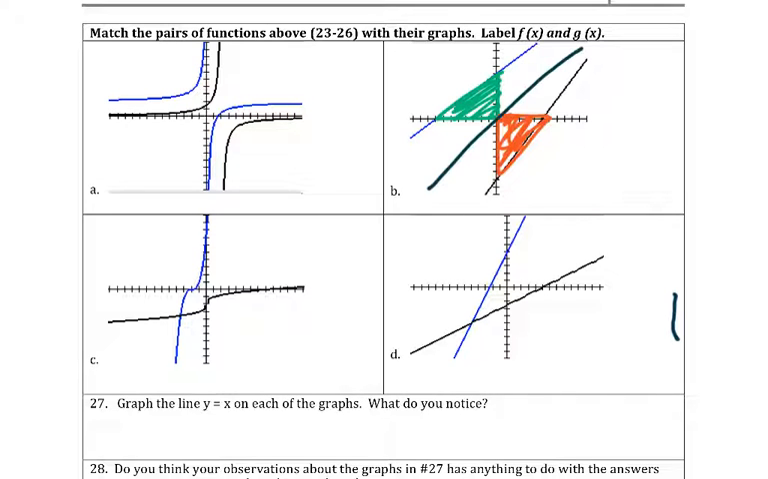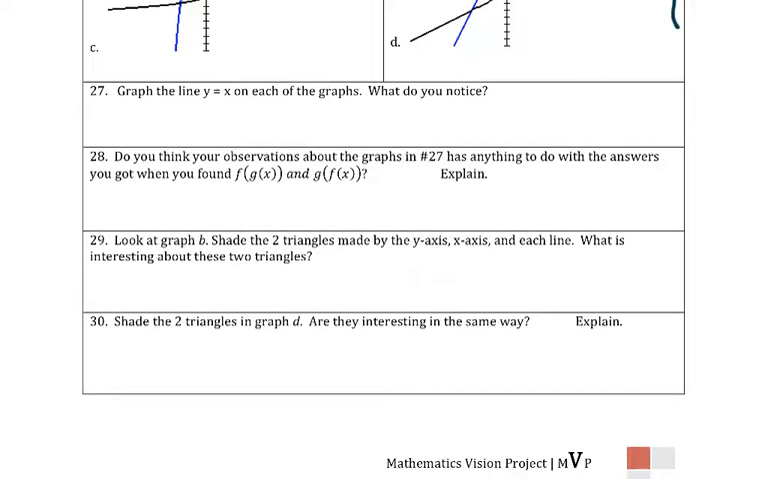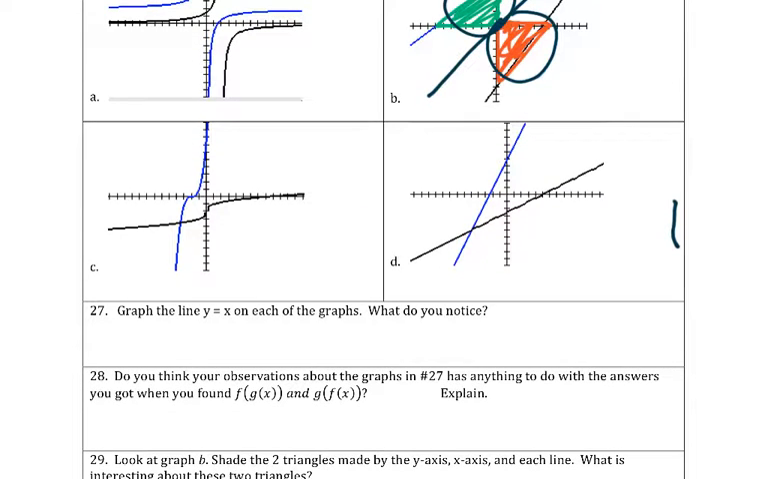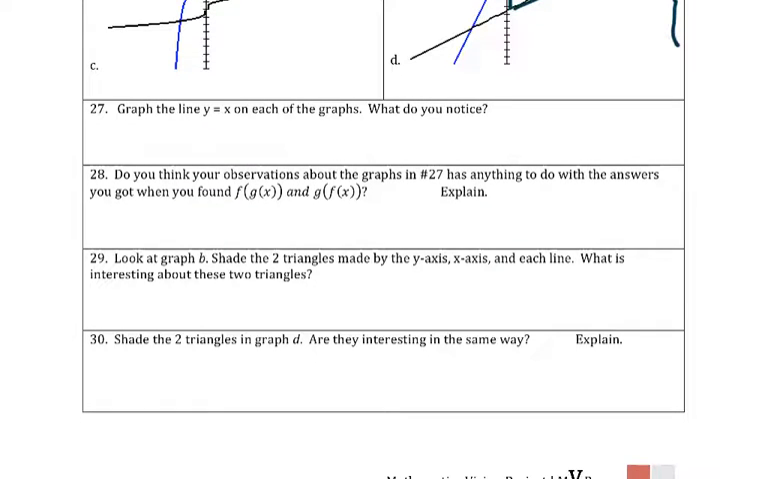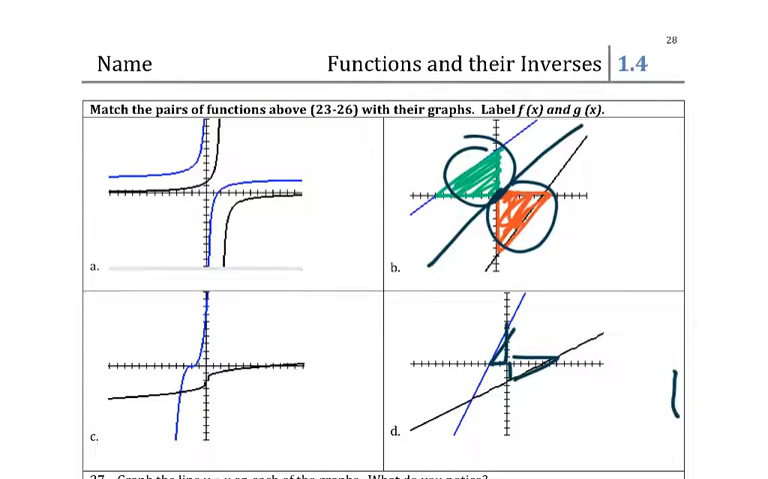Look at that line again. Well, they're reflections of each other again. Okay. What about if we did it for D? They would still be reflections of each other? I would say, yeah, they're interesting in the same way. And I think that is it, so we'll call that good.